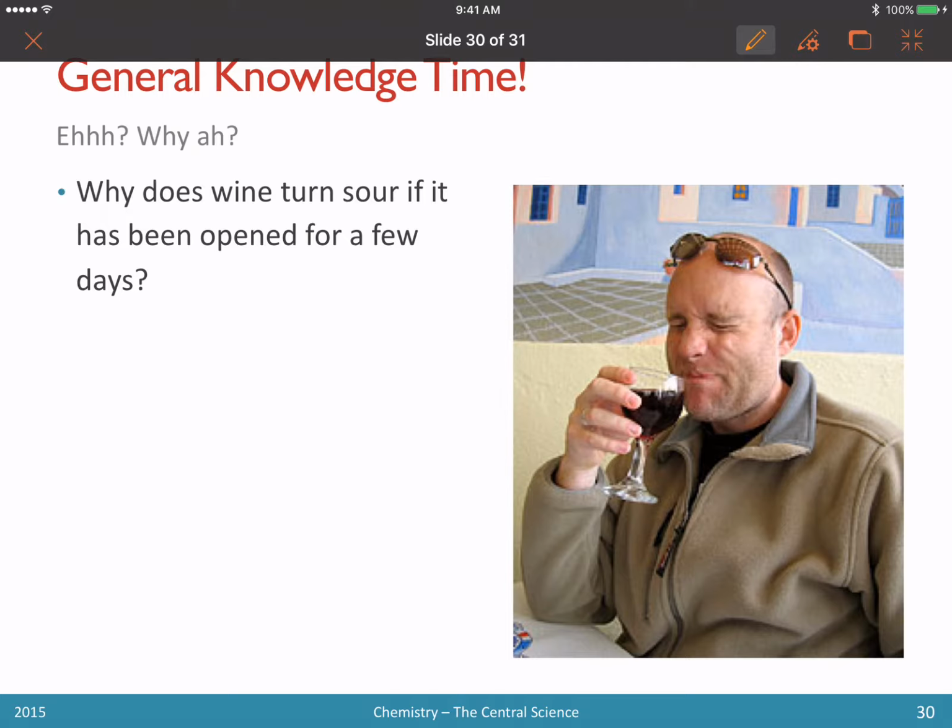Okay, time for more general knowledge. Why does wine turn sour if it has been open for a few days? Think about it in your head, it must have something to do with alcohol. Okay, what are the reactions that it can undergo? So the correct reaction is alcohol. When you leave it open for a few days, bacteria will convert the alcohol into carboxylic acid and water.